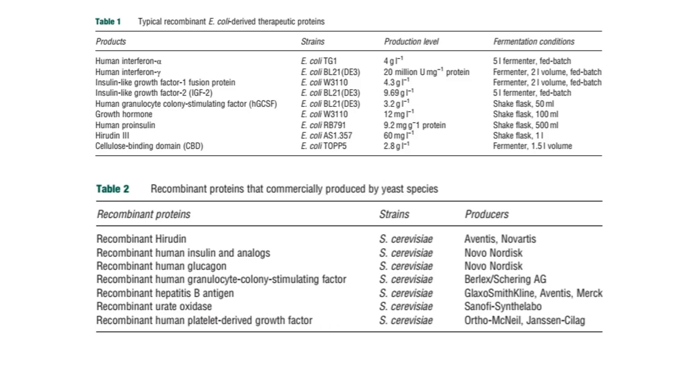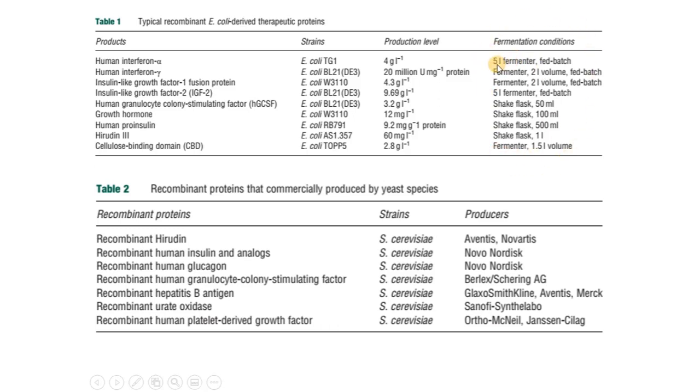The first, table number 1, is typical recombinant E. coli derived therapeutic proteins. So all the components of table 1 are derived from E. coli, that is recombinant E. coli, starting from human interferon alpha, human interferon gamma, insulin-like growth factor, and the human granulocyte colony stimulating factor, growth hormone, human proinsulin, hirudin, cellulose binding protein, all the very important components produced from E. coli strain.